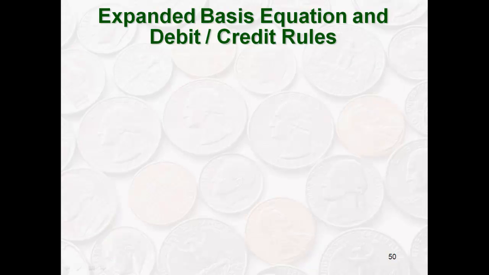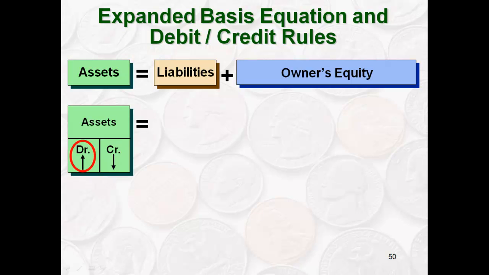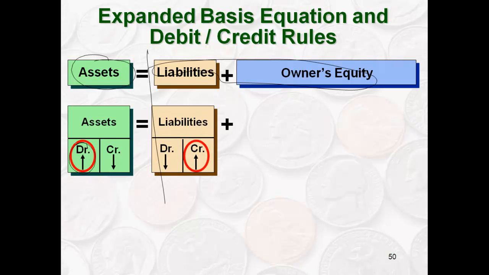So now, the expanded basic equation and debit and credit rules. We all know what the basic accounting fundamental equation is: assets equal liabilities plus owner's equity. By now we know where the assets go up and where the liabilities go up. Assets always go up on the left hand side. Even in the balance sheet we have assets on the left side and liabilities and owner's equity on the right side. So assets always increase on the debit side, that is the left side. The liabilities go up on the credit side, that is the right side.